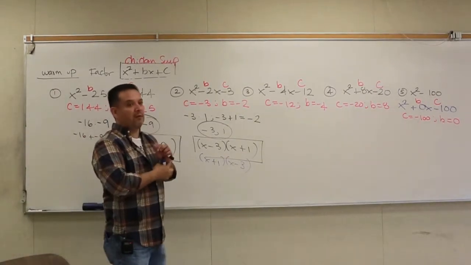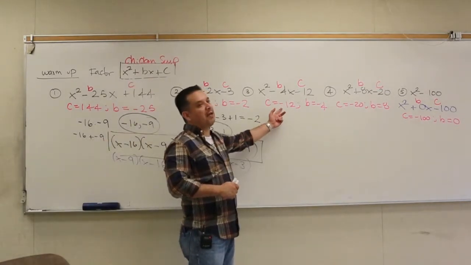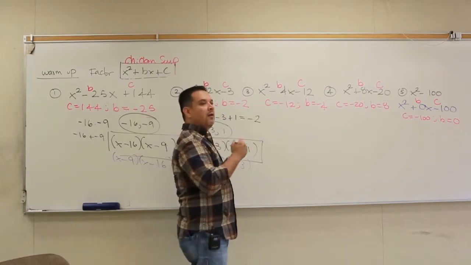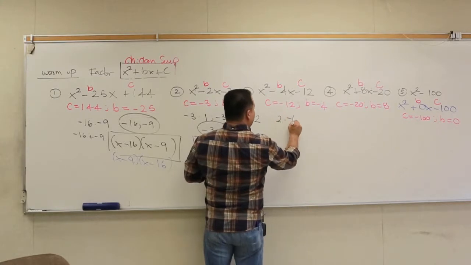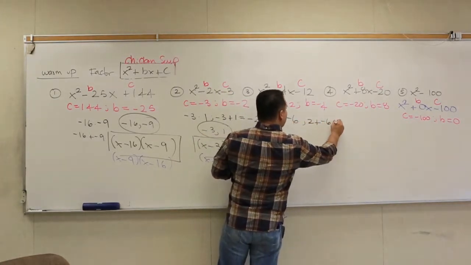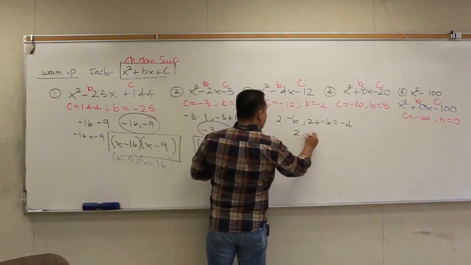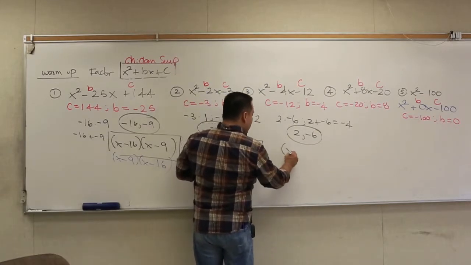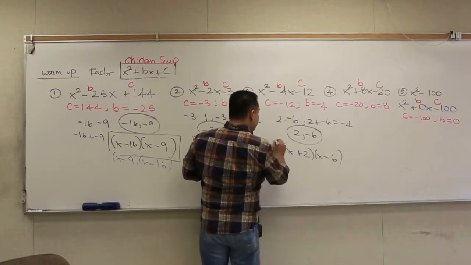This is factoring. It's a very big deal. So give me a pair of numbers whose product is negative 12 and whose sum is negative 4. Let's see, 2 times negative 6 is negative 12. 2 plus negative 6, is that negative 4? Sure is. The numbers are 2 and negative 6. So x plus 2, x minus 6.